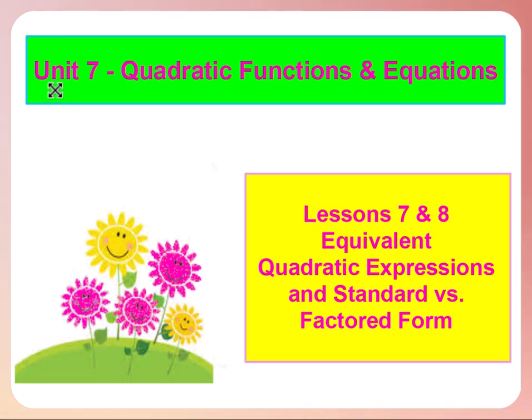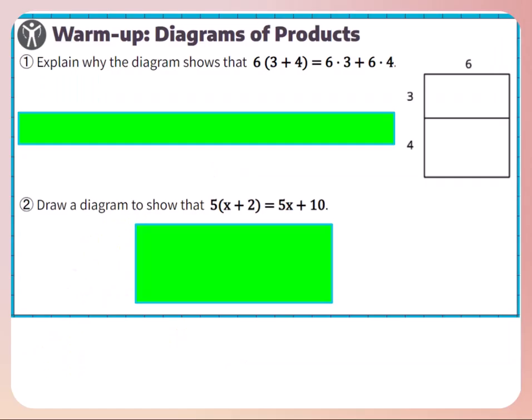We're in Unit 7, Quadratic Functions and Equations. We'll be covering Lessons 7 and 8, Equivalent Quadratic Expressions, and Standard versus Factored Form. Turn to page 66, complete the warm-up. Explain why the diagram shows 6 times (3 plus 4) equals 6 times 3 plus 6 times 4.